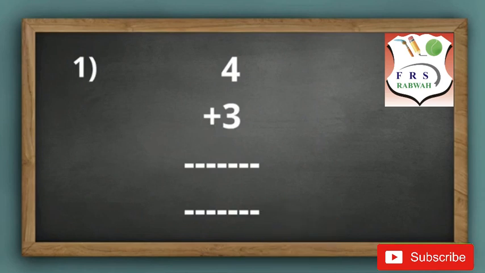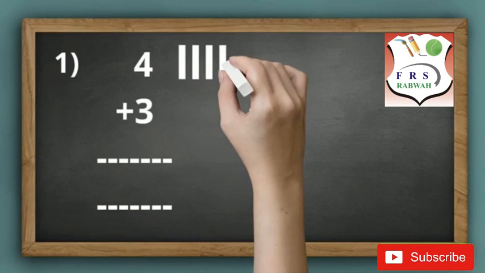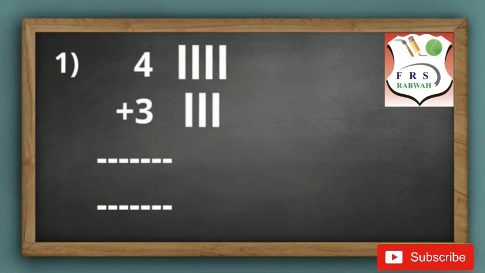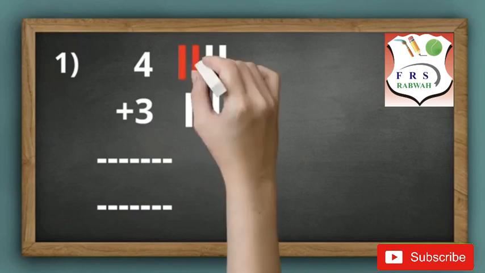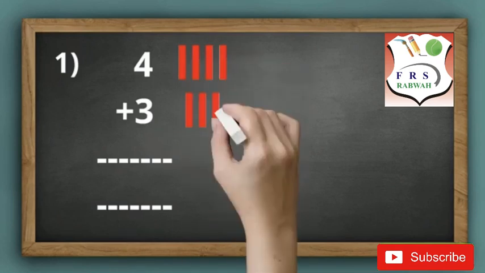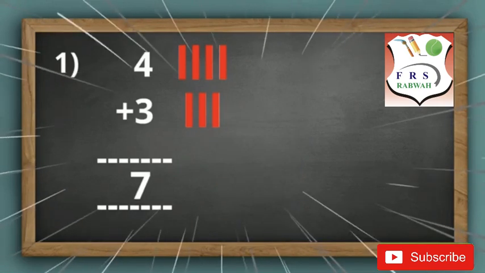To do this question, we will start by drawing 4 lines to represent the number 4. Now, we will draw 3 lines to represent the number 3. We will now count all the lines that we have drawn to get the final answer. Let's count together. 1, 2, 3, 4, 5, 6, 7. Great job! Therefore, our answer is 7.